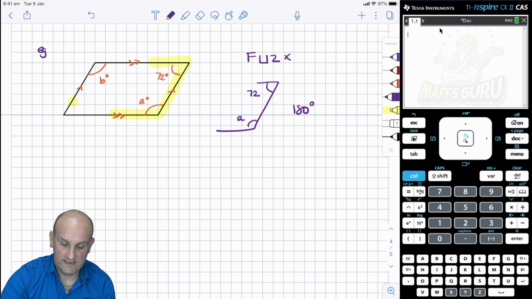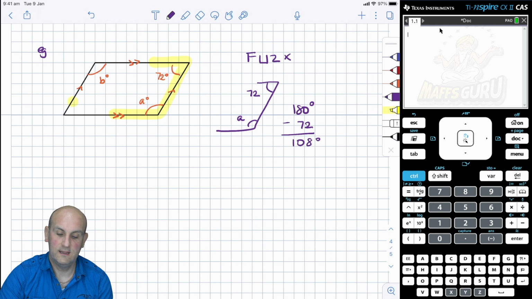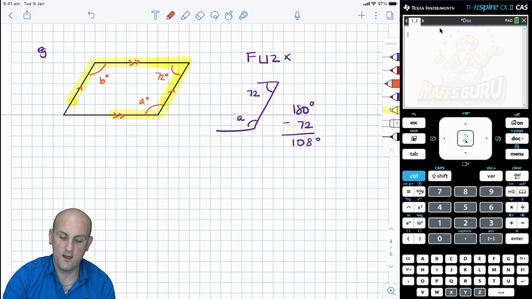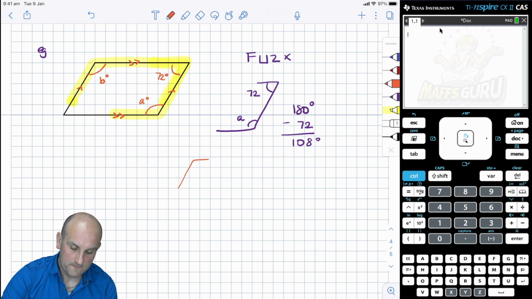So if I do 180 minus the 72 gives me 108 degrees, right? So 108 degrees, that is angle A. How can I find angle B? Well, I'm going to now realize that I have another U. Ha ha ha ha! They are trying to trick me.